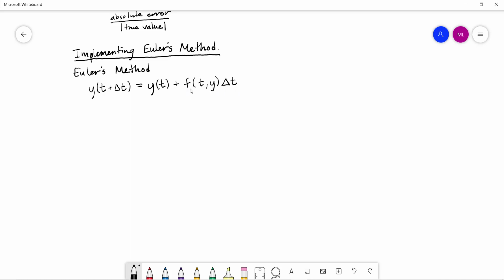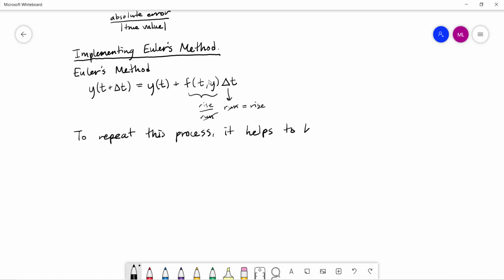This amount, if you think about this, is a slope. So you could think of this as a rise over a run. We're multiplying it by a delta t, which is basically an amount of run. And when you multiply these, you get a bit of rise, which makes sense. We're adding to the existing y value some little amount of rise, and maybe that rise is actually a fall. If the slope is negative, we're going down instead of up. And we find a new value of y at some later time, but this is kind of how it works. If we want to repeat this process, it helps to keep track of the times.